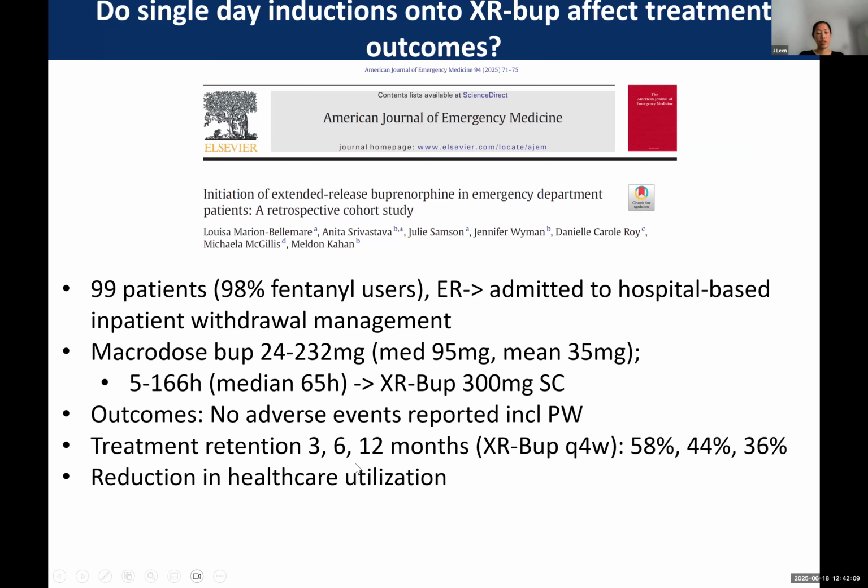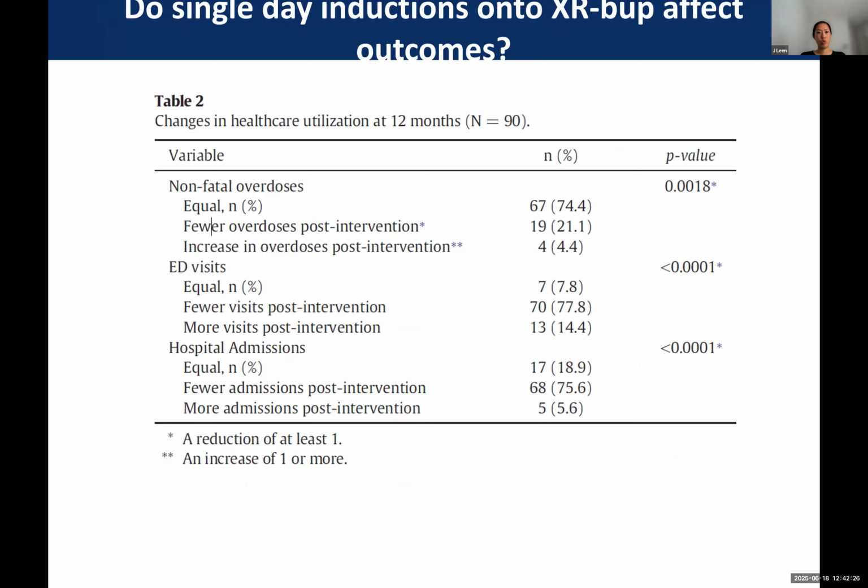And then the treatment retention at 3, 6, 12 months steadily declined, but that's not unexpected. But the main point is that they actually published that there was reduction in healthcare utilization by getting patients onto treatment. So they showed that there was a reduction in non-fatal overdoses, emerge visits, hospital admissions after intervention.